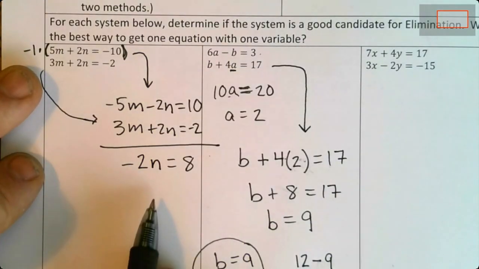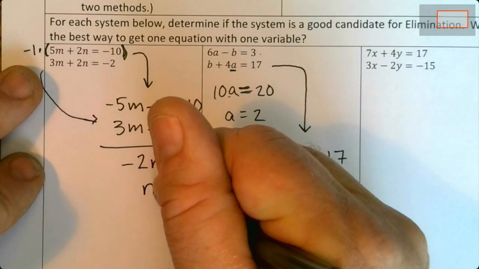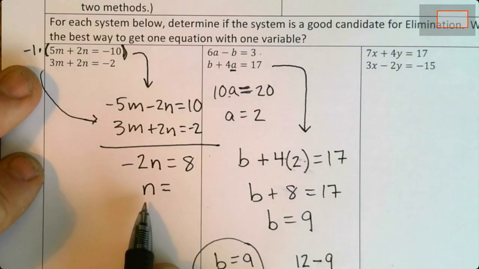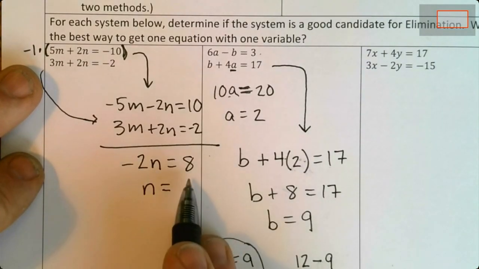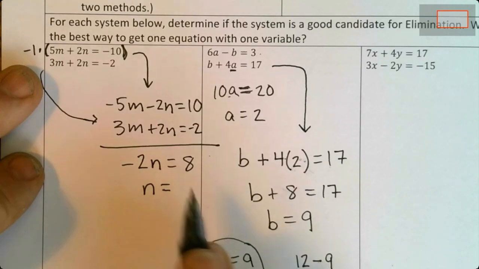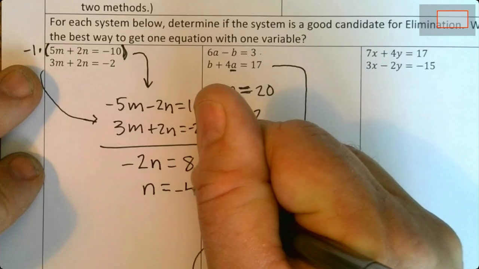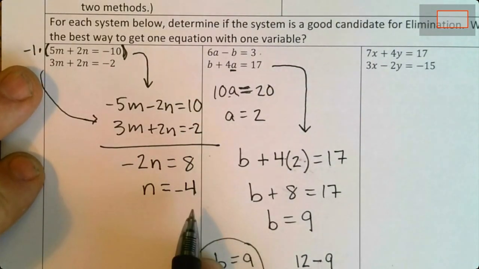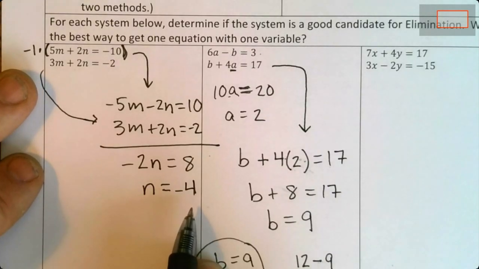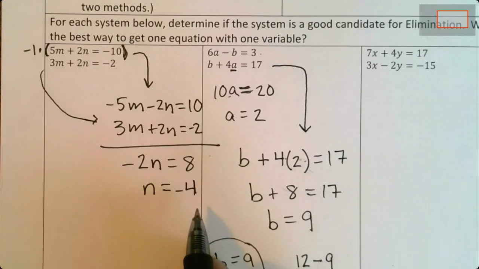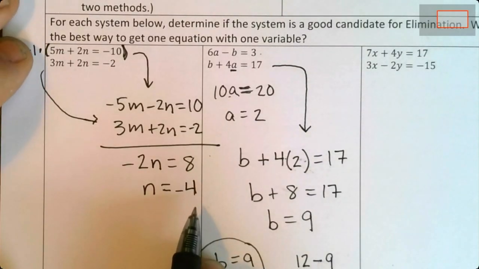And then I'm going to just divide both sides by negative 2n. So when I get over here, when I divide by negative 2, and when I divide this by negative 2, I get negative 4. So n apparently is negative 4. Can't really check it yet until I figure out what m is also. So I need to figure out what m is. It doesn't matter if I use the top equation or the bottom equation to find m. I think I'm just going to arbitrarily pick the bottom equation.